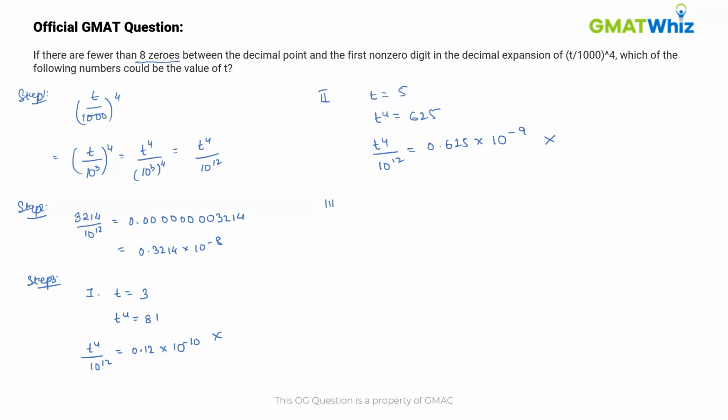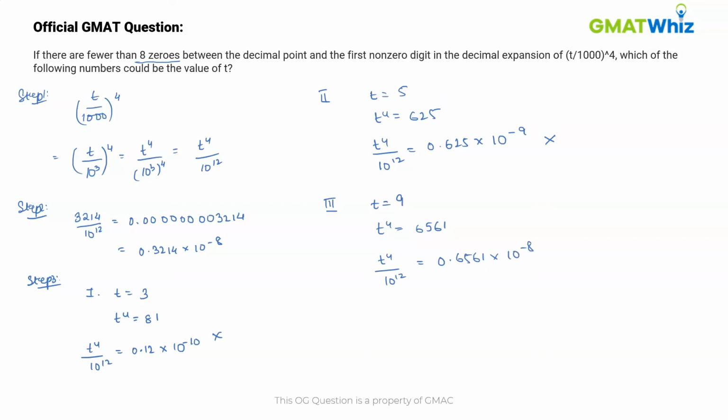We move on to the last option, which is option 3, where the value of t is equal to 9. So t^4 will be equal to 6561, and t^4/10^12 will be equal to 0.6561 times 10^-8.